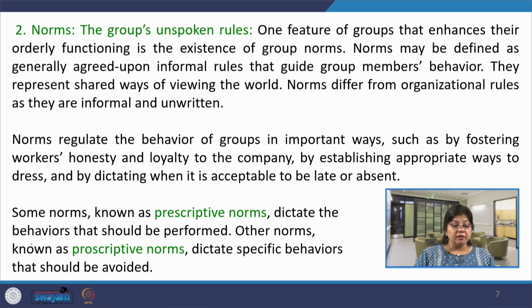Prescriptive norms dictate the behaviors that should be performed, which are very much expected and accepted, whereas proscriptive norms dictate specific behaviors that should be avoided. For example, we should follow the dress code, and we should maintain the secrecy of the organization. So, this is something very much accepted or unaccepted, that is prescriptive and proscriptive norms.